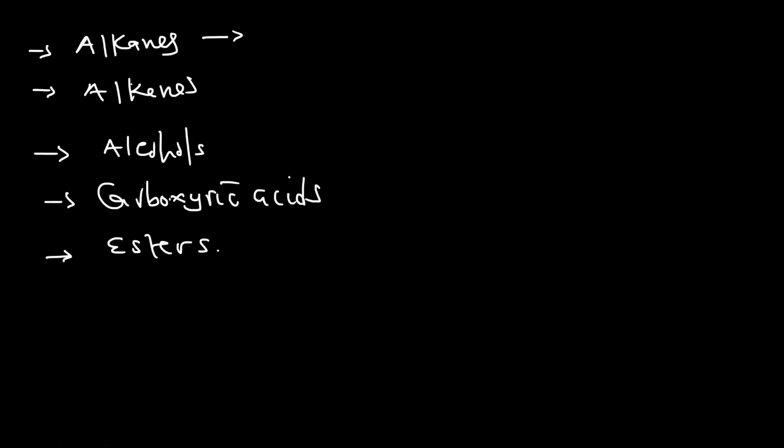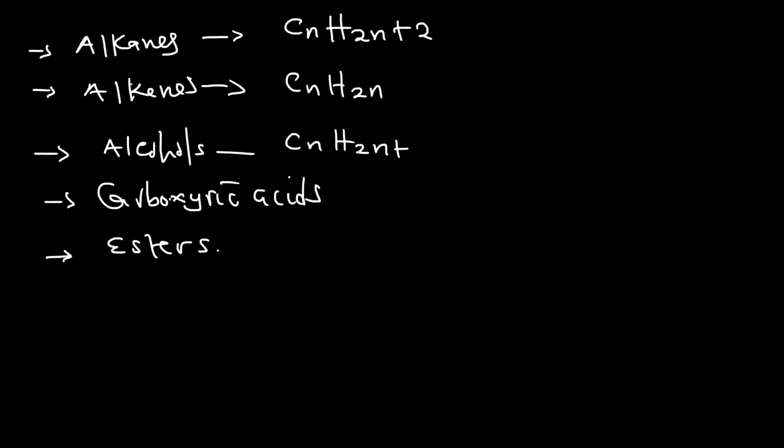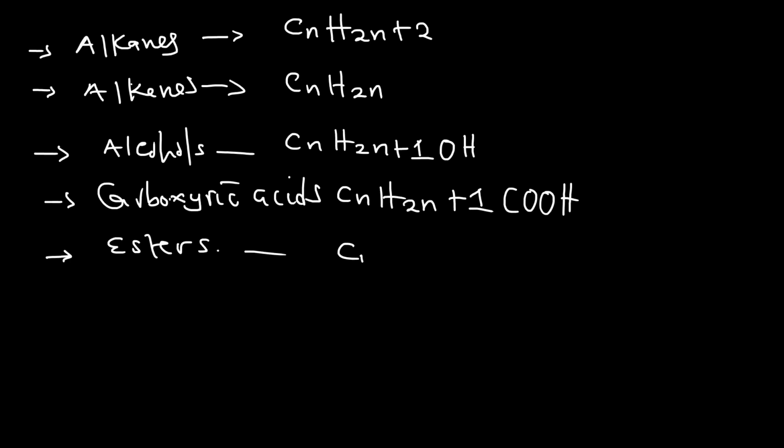Now, just to give their general formula at this point. We said families or members from the same family conform to the same general molecular formula. What is the molecular formula of alkanes? For alkanes, CnH2n+2. Then for alkenes it is CnH2n. So these you need to know. Then for alcohols it is CnH2n+1 then OH. Then for carboxylic acids it is CnH2n+1 COOH. Then of course esters.